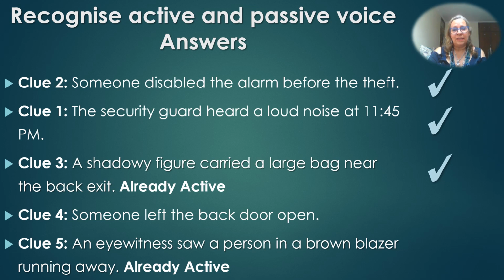Clue 4. Someone left the back door open. Clue 5. An eyewitness saw a person in a brown blazer running away. That's already active, so we don't need to change it. Well done.